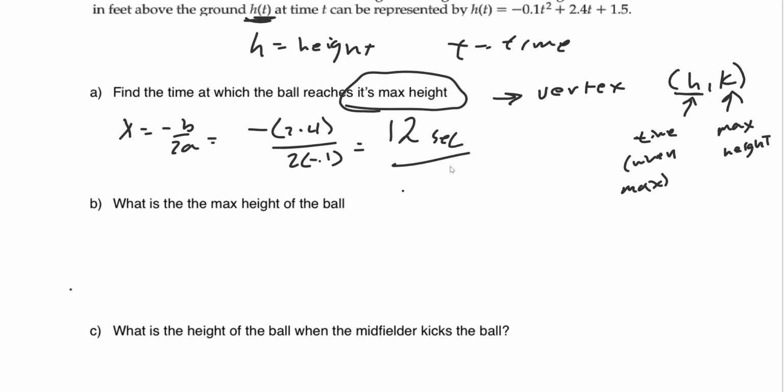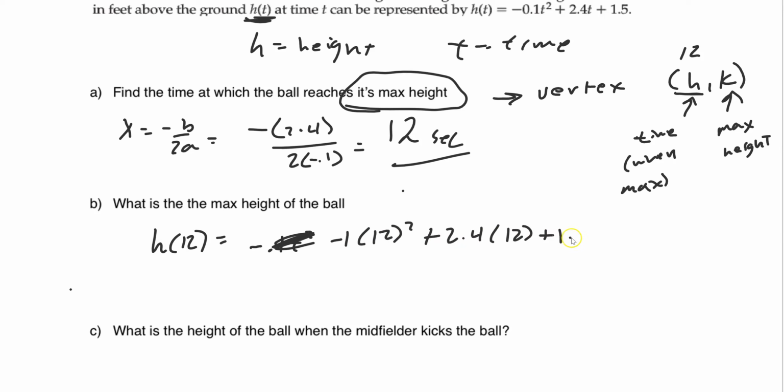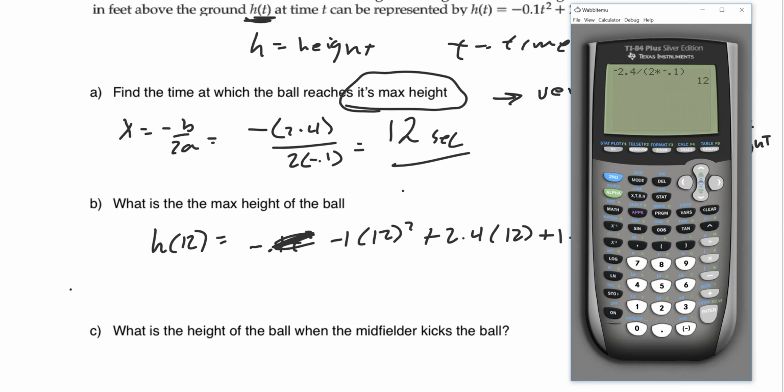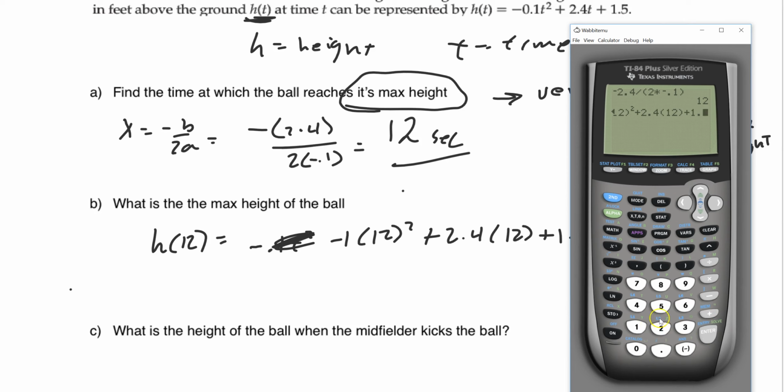Now it wants to know what's the max height of the ball. Well, remember, what we just found was the x in the vertex. This is 12 seconds. If you want to find the y in the vertex, which is the max height, you just plug it into the equation. So we're going to find h of 12 seconds. So negative 0.1 times 12 squared plus 2.4 times 12 plus 1.5. Again, we just use our calculator and type it all in. So negative 1 times 12 squared plus 2.4 times 12 plus 1.5. Max height is negative 113.7.